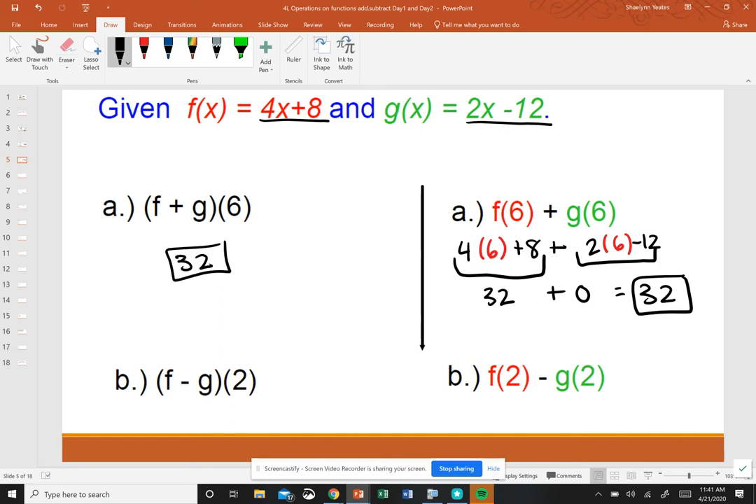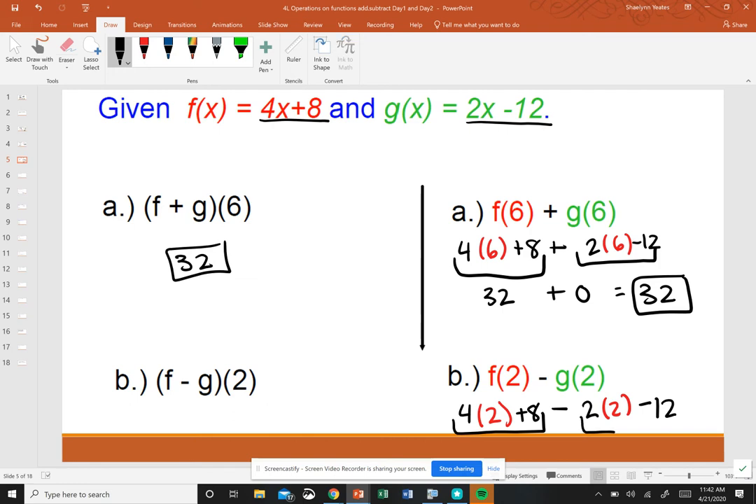Okay, let's do f minus g of 2. So that means find f of 2, then we're going to subtract g of 2. So this time we're going to find this number. We're going to do 4, and then instead of times 6, we're going to do times 2 because it has a 2 in there. And then plus 8. So we're going to find this, and then we're going to subtract whatever g of 2 is. So this would be 2, and then we'd have the times 2 in there because we have a 2 inside the thing. And we do minus 12.